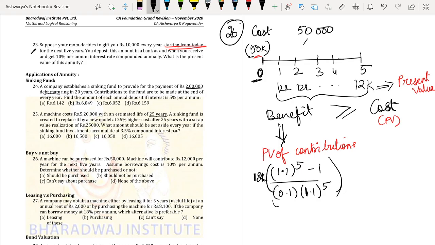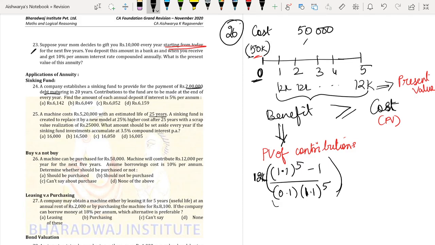Now what is the cost? Cost is 50,000. You tell me whether we should purchase the machinery or not. Benefit is only so much, cost is only so much. It should not be or should be purchased? Correct. It should not be purchased.